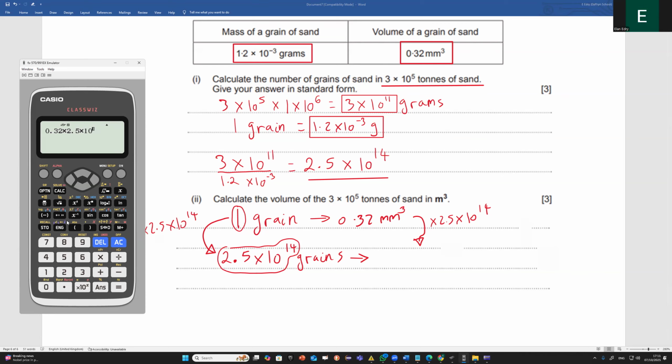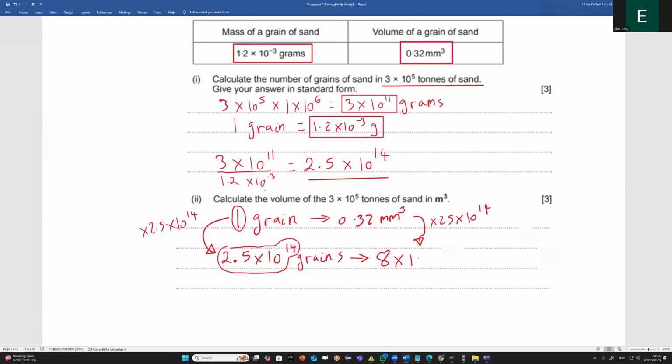So in my head, I think that's going to be 8 times 10 to the 13. That is what it is. So we have 8 times 10 to the 13 millimeters cubed. Now we need to make it into meters cubed.